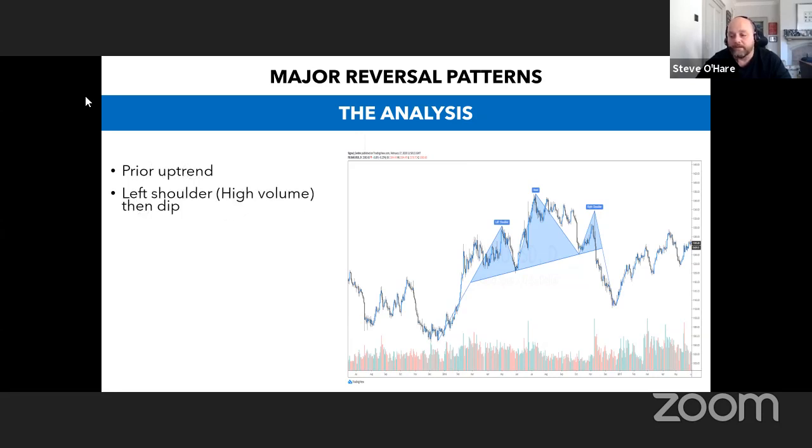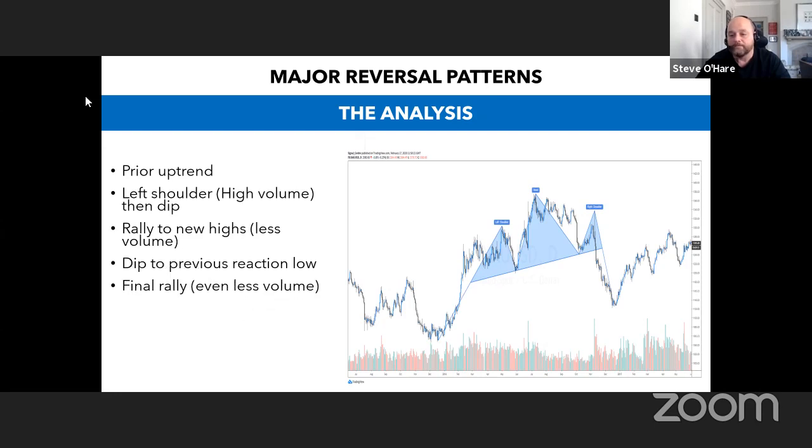So on the left shoulder, we can see there's higher volume. These are volume bars at the bottom. We can see a higher volume before we get this dip down. Obviously on the rally to the head, there are a couple of days of spike in volumes, but overall the average volume is less, and you can see it dropping even further down here. The dip to the previous reaction low occurs on really low volume. And on the final rally, you can see we're right down here. This spike higher coincides with the actual sell-off and the breakthrough of the neckline, which obviously volume will then pick up after this formation has taken place.